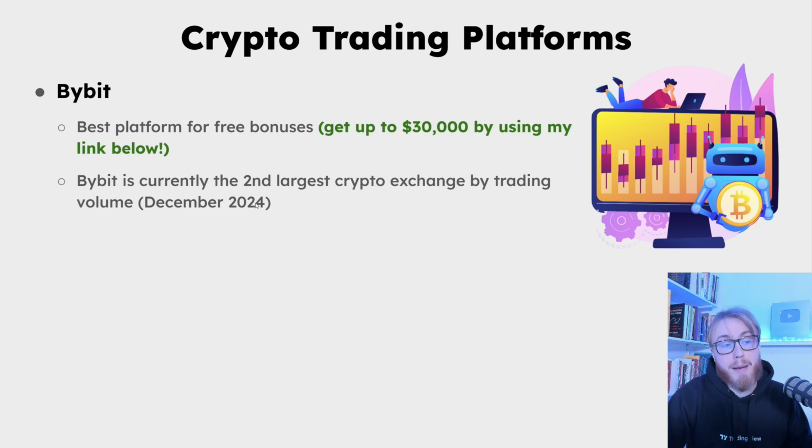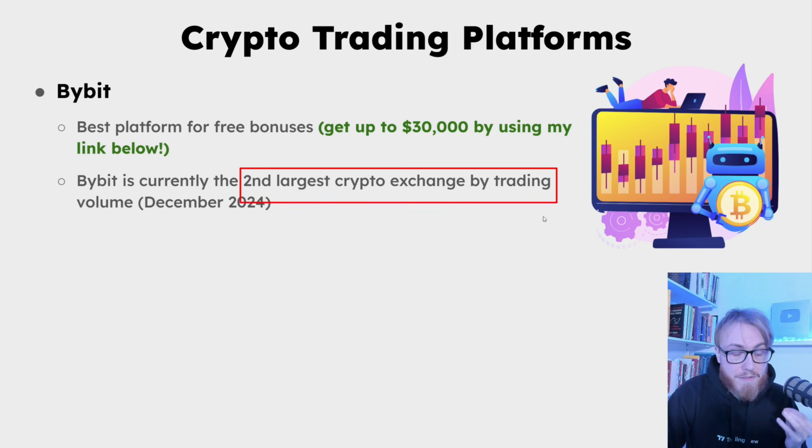And another good thing about Bybit is that the last time I checked, Bybit is currently the second largest crypto exchange by trading volume.